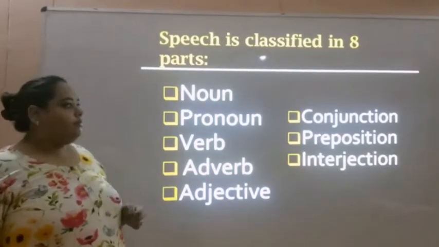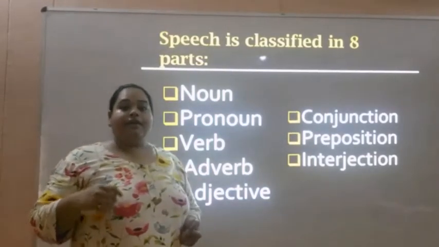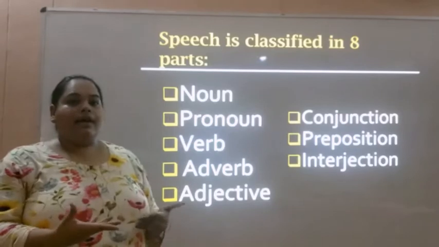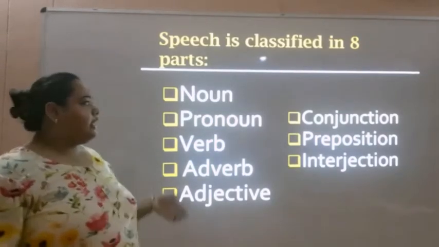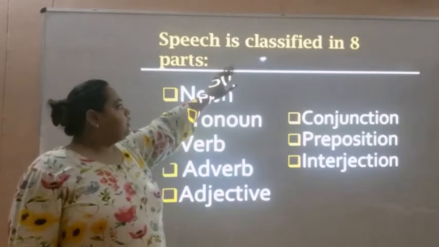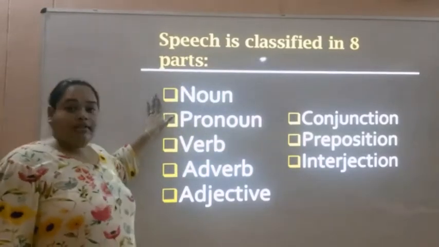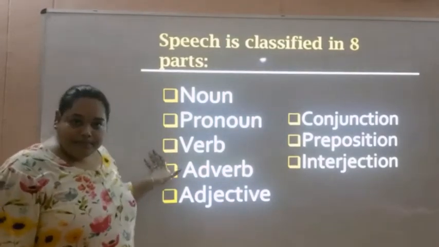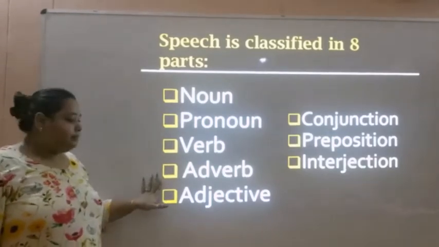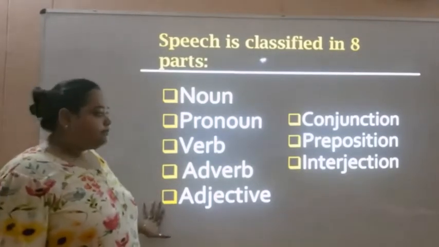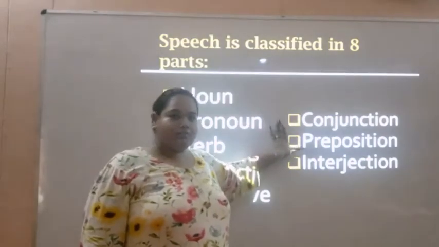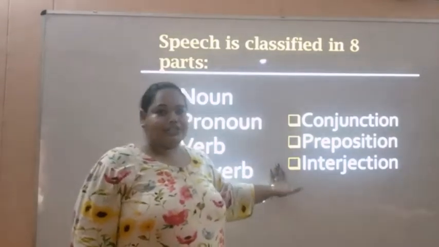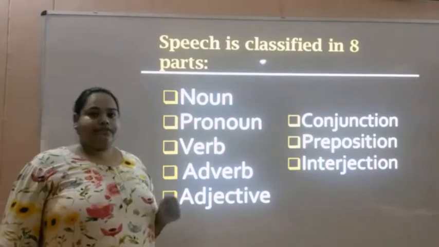Let's repeat it one more time. There are 8 parts of speech. When we talk or when we say anything, we deliver it in the form of speech, and that speech is classified in 8 categories. See, 8 parts, namely noun, pronoun, verb, adverb, adjective, conjunction, preposition, and lastly interjection. These are 8 parts of a speech.